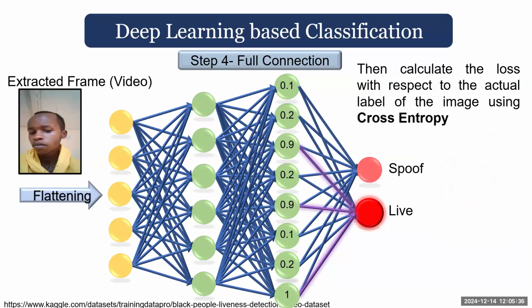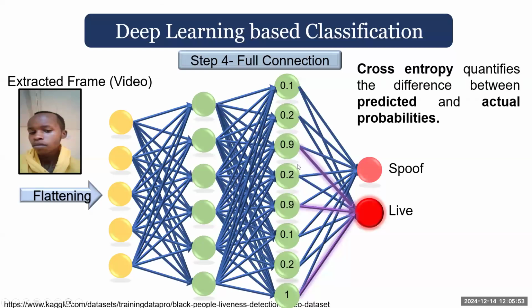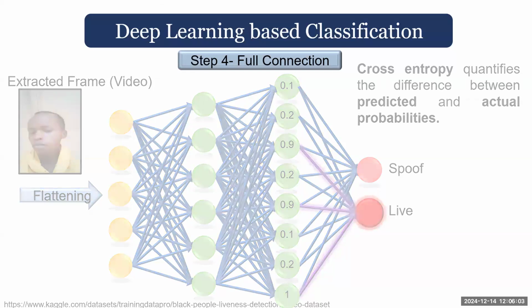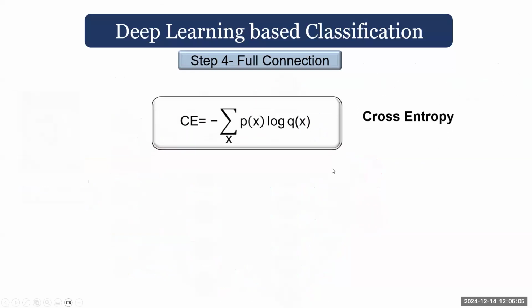So how do we calculate the loss? We have seen in the previous example, the loss or error was calculated as the difference between the actual value and the predicted value. In these cases, we use something called cross entropy. Just in case you are interested, cross entropy basically quantifies the difference between the predicted and the actual probabilities.